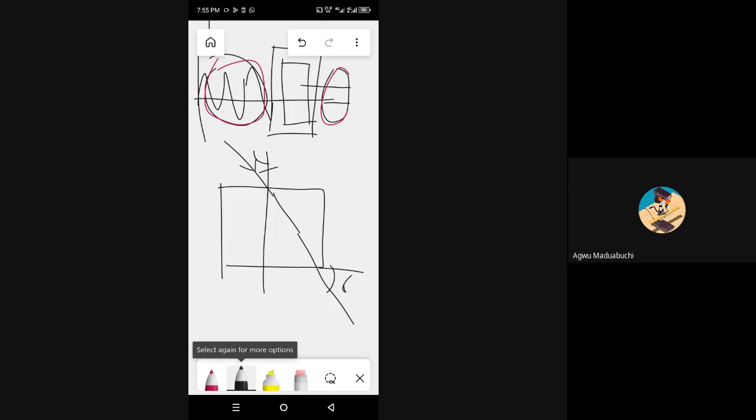So on this line, you place your protractor here. The base of the protractor, you place it here. Then you read this angle from your protractor. That's the angle of emergence. Should I say that again?